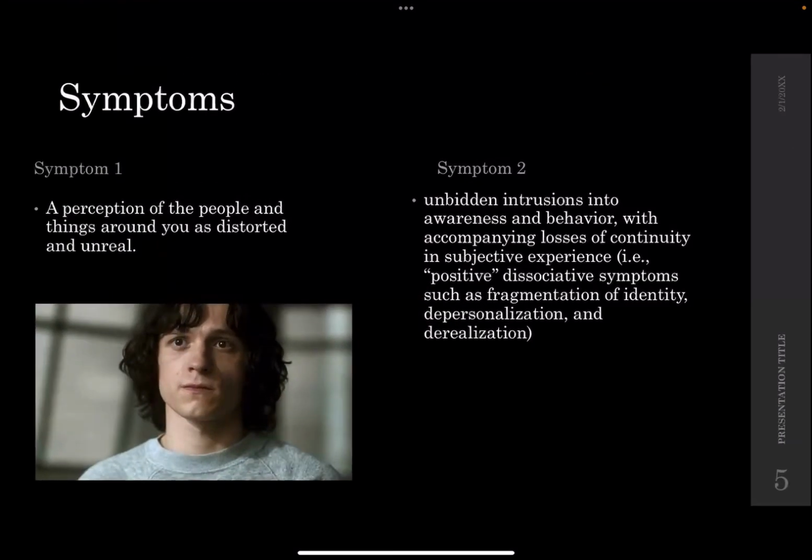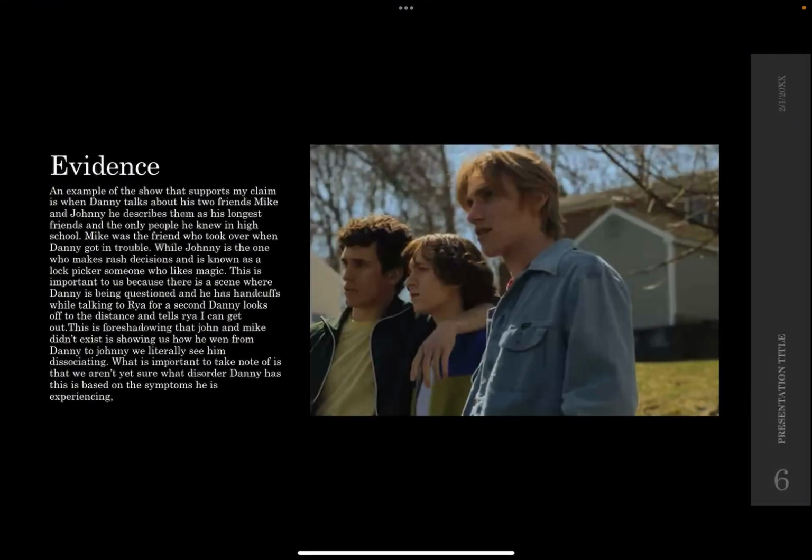What are the symptoms that Danny is experiencing? Danny is experiencing perceptions of people and things around him that are distorted and unreal. The second symptom is unbidden intrusions into awareness and behavior. We see this when Danny is handcuffed while being questioned by Raya. He has this moment where he dissociates and tells her, "I can get out." Danny himself couldn't do this, but we know that his friend Mike could. This is when the audience starts to realize that Danny's stories aren't making sense and that the people in Danny's stories aren't real, but are many of his personalities.